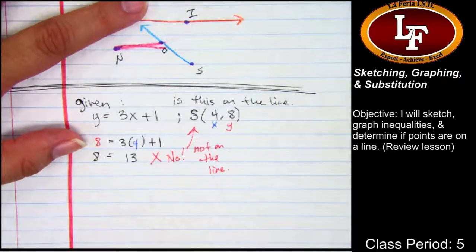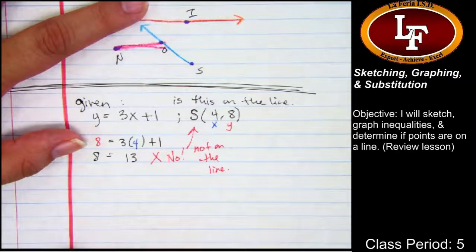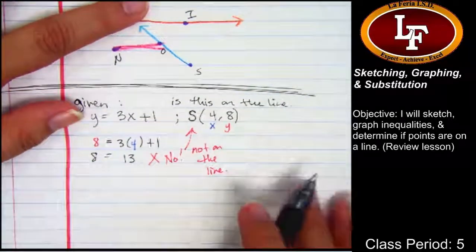If it did make these numbers the same, let's say you got 13 equals 13, then it would be on the line. And you'd say yes. Make sense? Well, there's like 7 questions from that handout now.